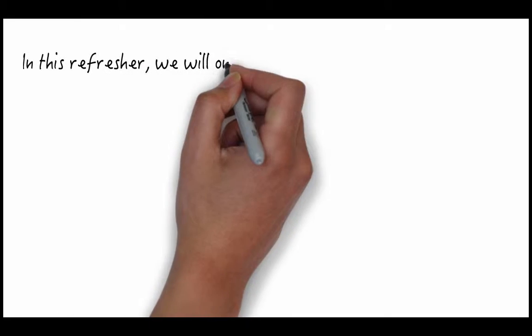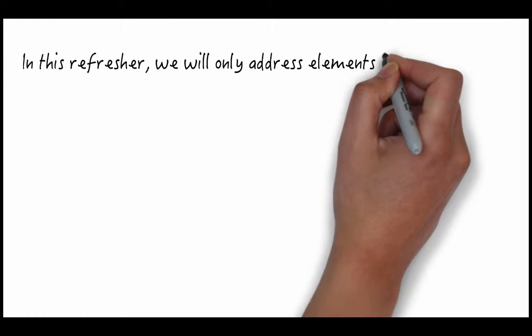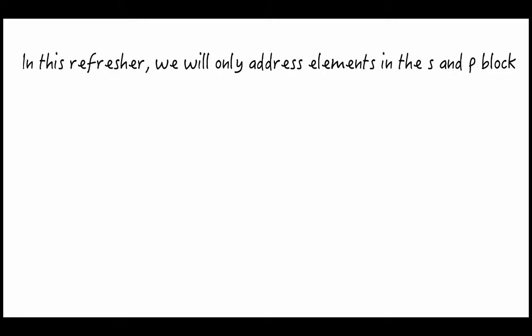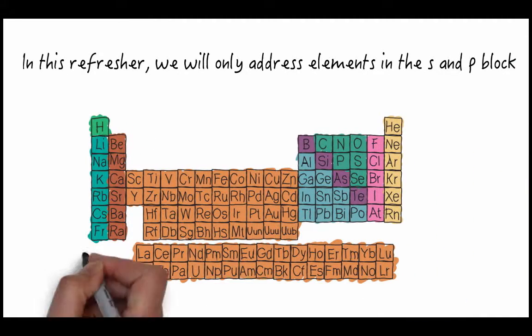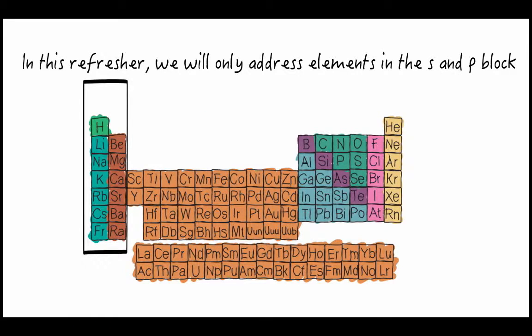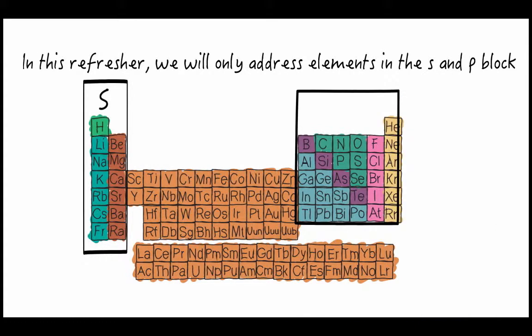So the only thing that I'm going to address in this first video is how to do elements that are in the S and the P block. Remember, the S block are these ones in the first two columns. And then the P block is over on the right side of the periodic table, and those are those 8. Now, helium only has 2 electrons, but it's over there because it has a full valence shell.